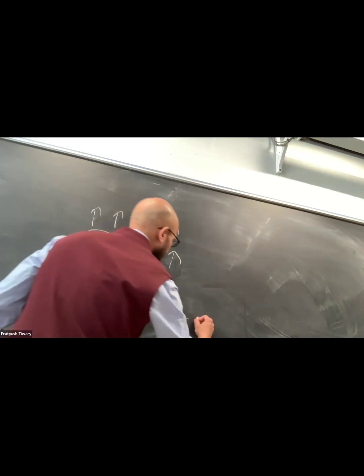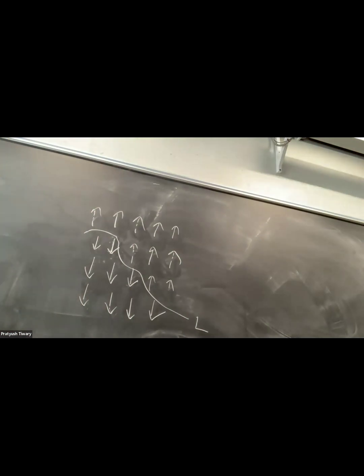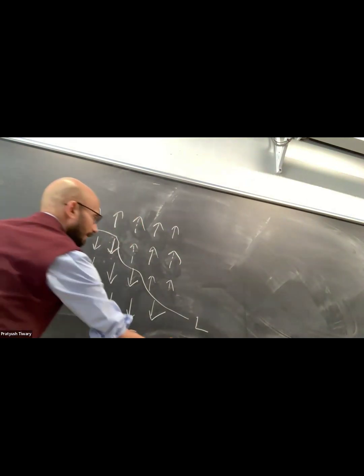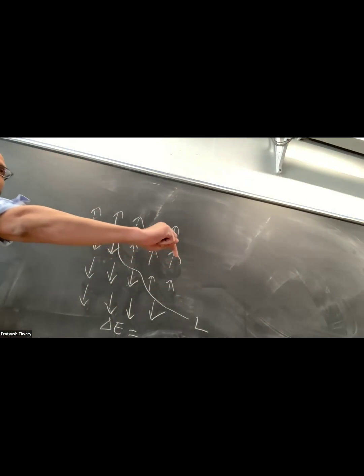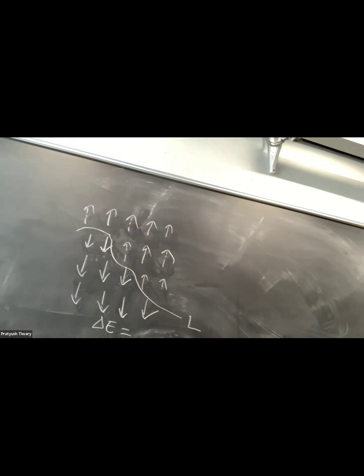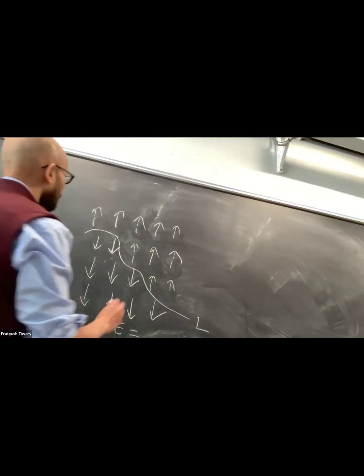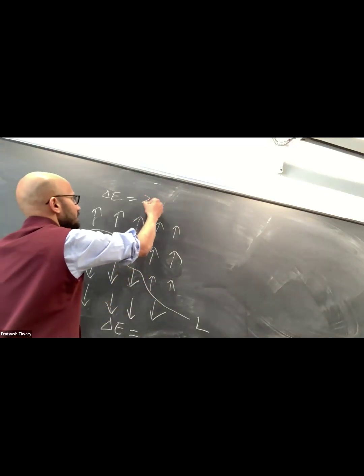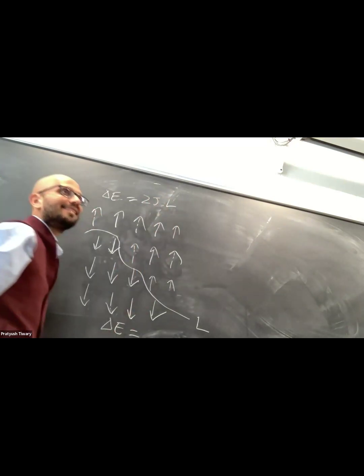If the boundary has length L, what is the delta E for this system? And I'm talking about the length of the boundary. I'm not talking about the number of spins that have gone up or down, okay? So if the boundary has length L, what is the value of delta E? 2JL.